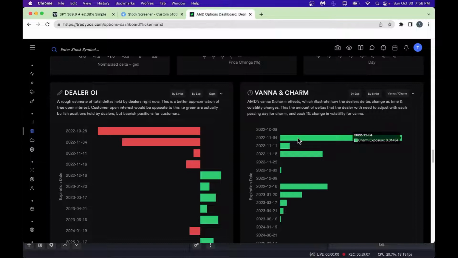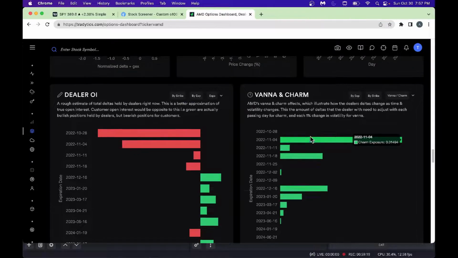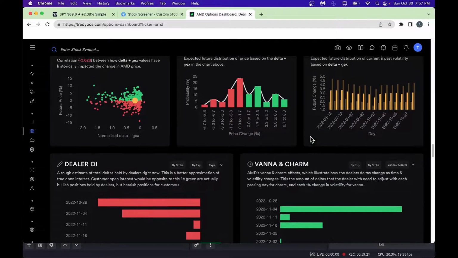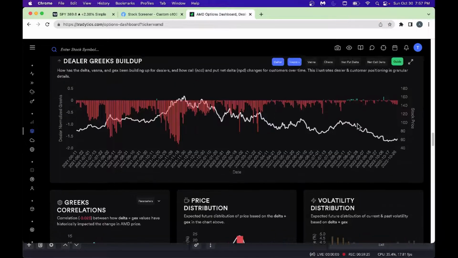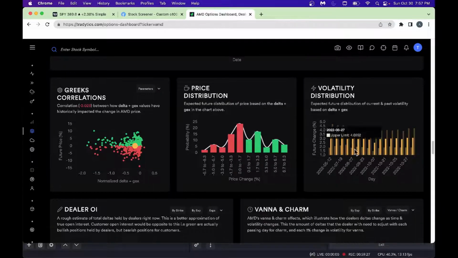And we've got Vanna here, and look, there's a nice charm on 11/4. You could take advantage of these Greeks and play around with them. My favorite is this one here. By looking at this, you can get a good idea, right here, of the volatility distribution and try to see where the stock might end up.